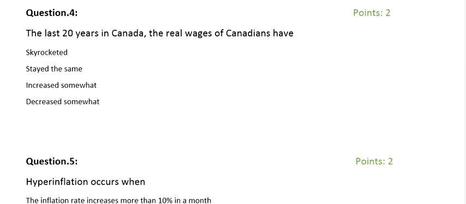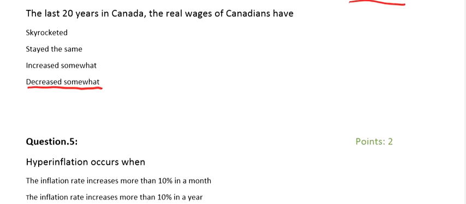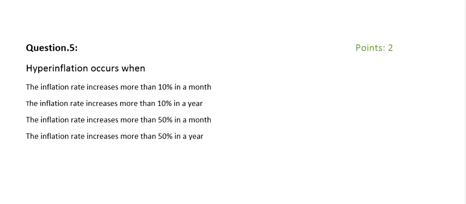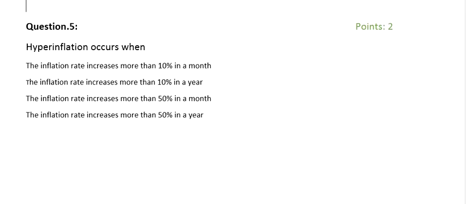Question 4, for the last 20 years in Canada, the real wages of Canadians have decreased somewhat, and 2 points for this question. Question number 5. The definition for hyperinflation, and that occurs when the inflation rate increases more than 50% in a month. Two points.